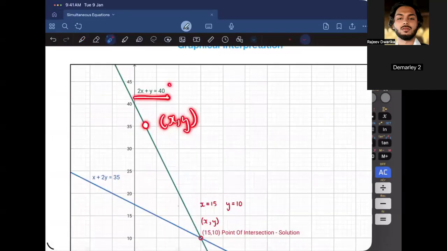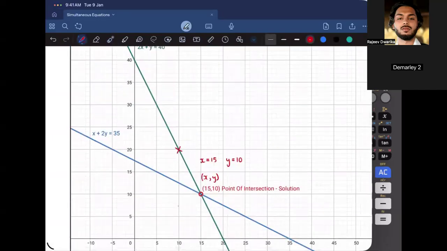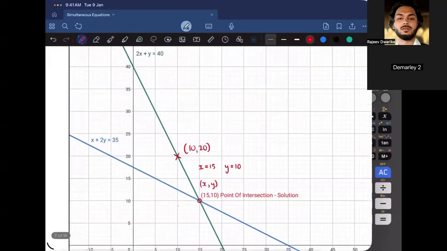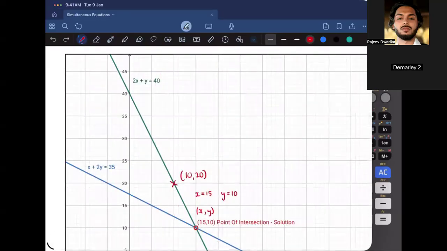Let me try that. Let me take this and read off that point from it as well. So 10 and 20. So x is 10 and y is 20. If I plug it into this, it's supposed to satisfy it, right? Let's see. 2 by 10 plus 20. 2 by 10 is 20. 20 plus 20 is 40. Does it satisfy it? Yes.